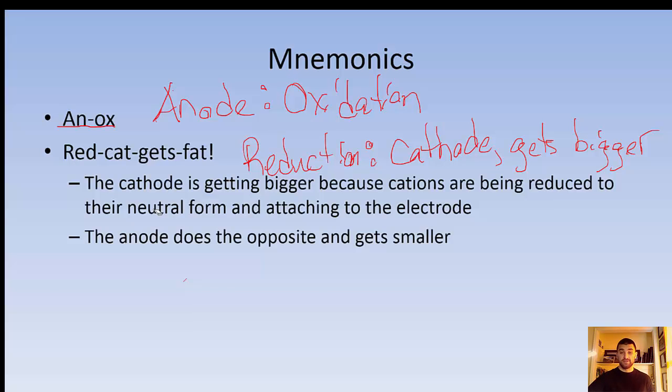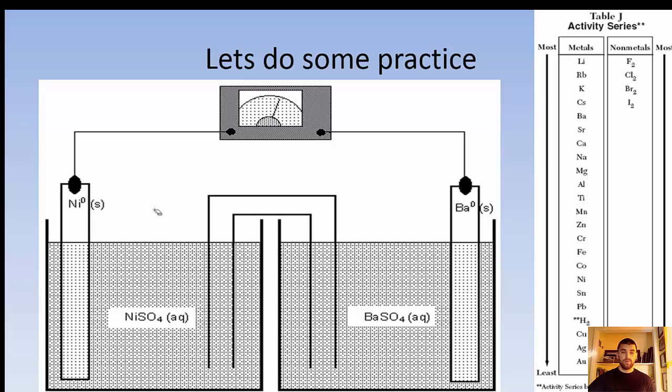All right, so let's do a little practice. So here's an example setup. I got nickel sulfate and nickel, and I got barium sulfate and barium. So the first thing to ask is, which one of these is going to go through oxidation? So that's where I look at table J, and I'm going to find these metals. Found nickel, and now I'm looking for barium. Barium's up here. Barium is the more active one, so it is going to be the one that gets oxidized.